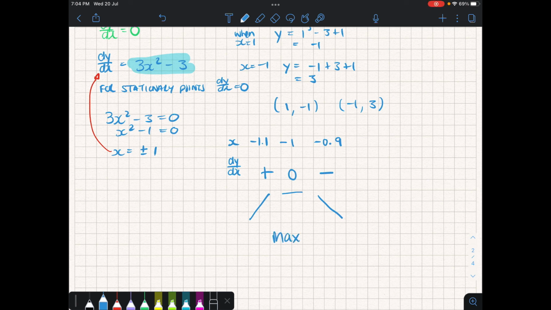And I can do the same for the other value. So I can say at x equal to 1, I know the gradient is 0 because that's what I calculated.